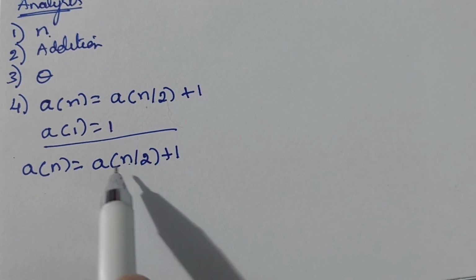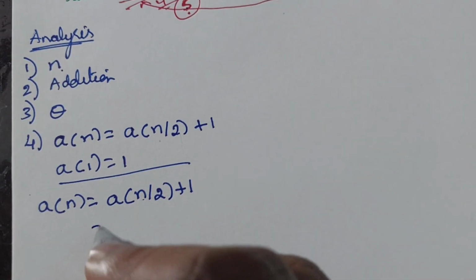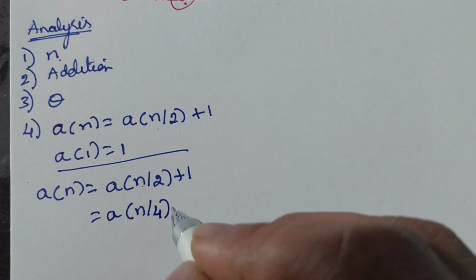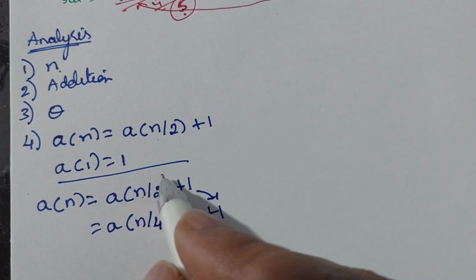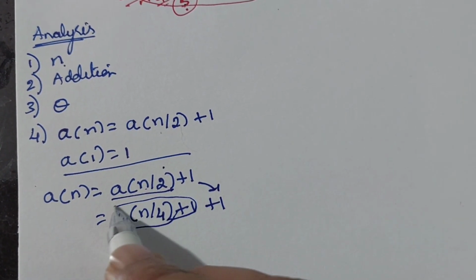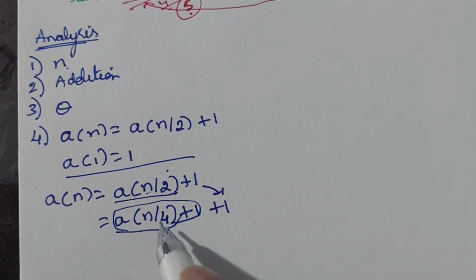So now a of n by 2 is equal to what? A function of this one is its half plus 1. So I will write this as a of n by 4 plus 1, then plus 1, so this plus 1 stays as it is. Now in this place I replace. A function is equal to a function of its half: half of n by 2 is n by 4.